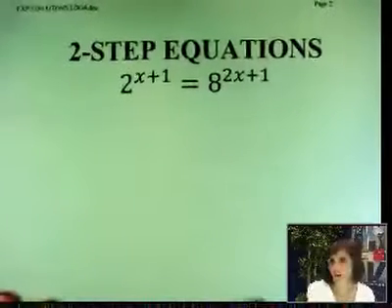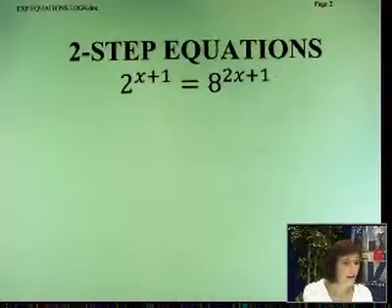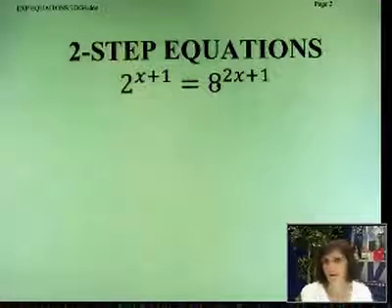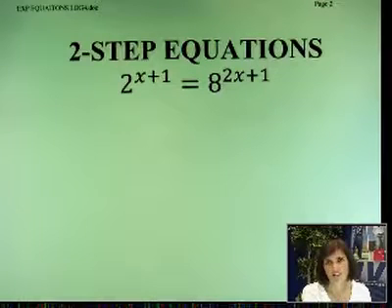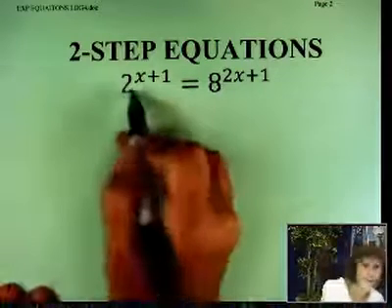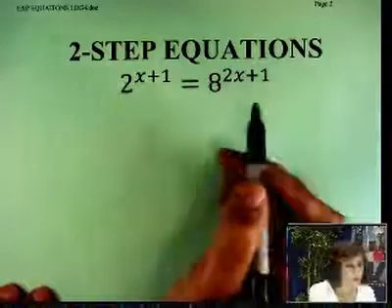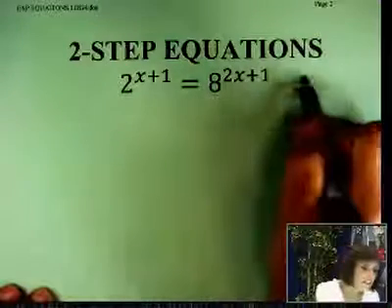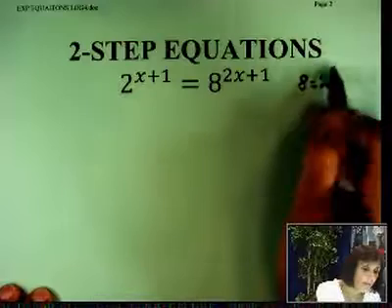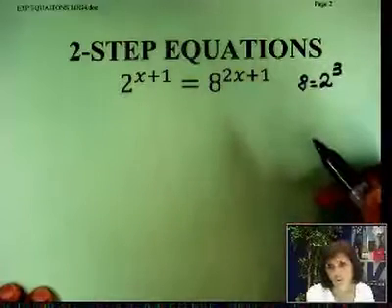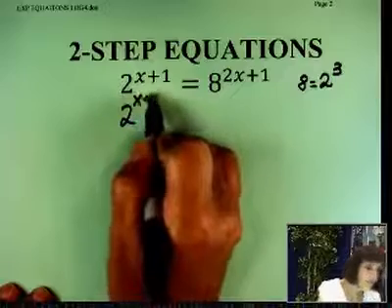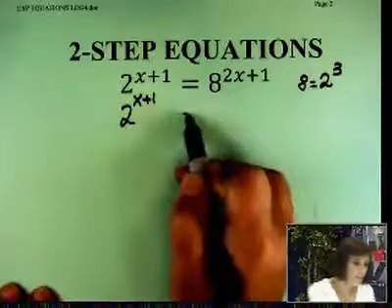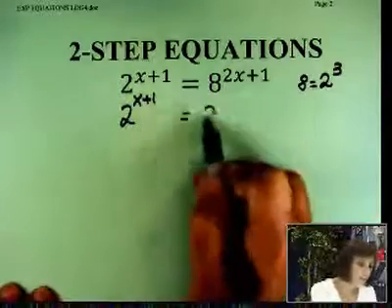Something a little bit harder. Now I'm looking at it. First thing you look at, can I make a match? So 2, I cannot do anything about it. It's already a prime number. But 8 is 2 to the third power. 2 times 2 is 4 times 2, that's 8. So leave the left-hand side alone, and on this one, instead of 8, I'm going to put 2 to the third.